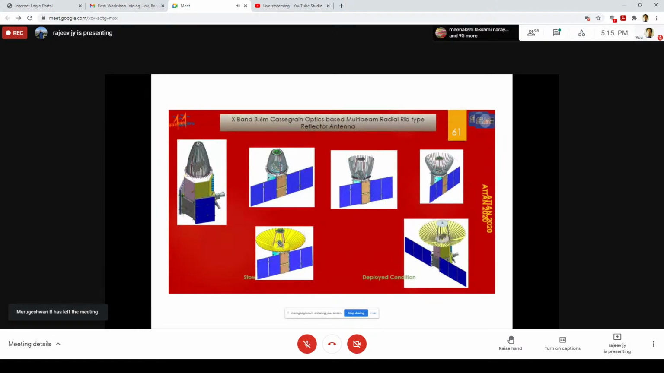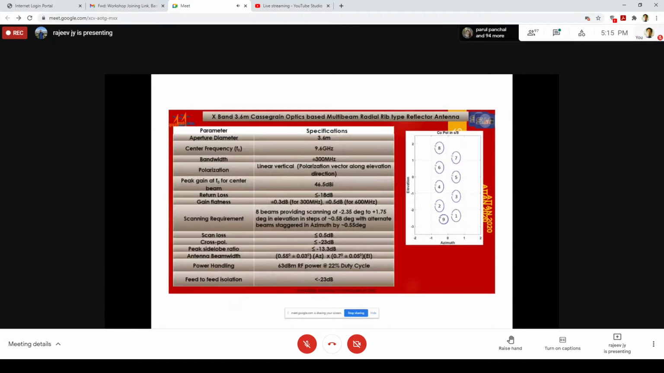Now, one other application I'll quickly cover, maybe in another 5 minutes. Then we can be open to question and answers. That is the X band.